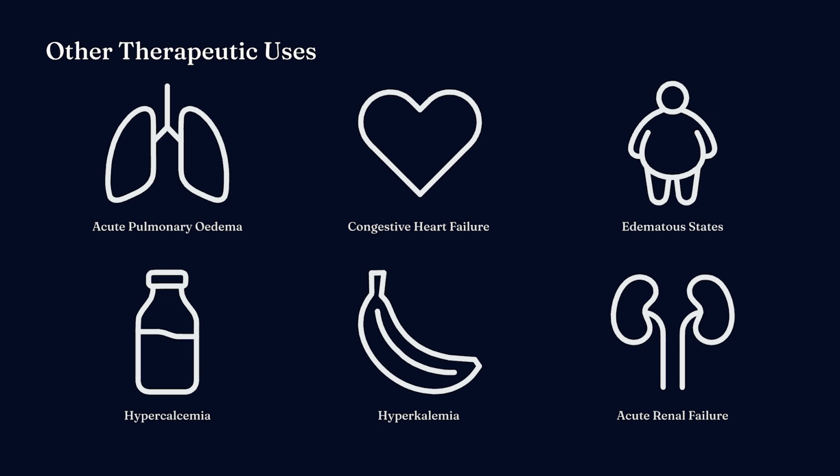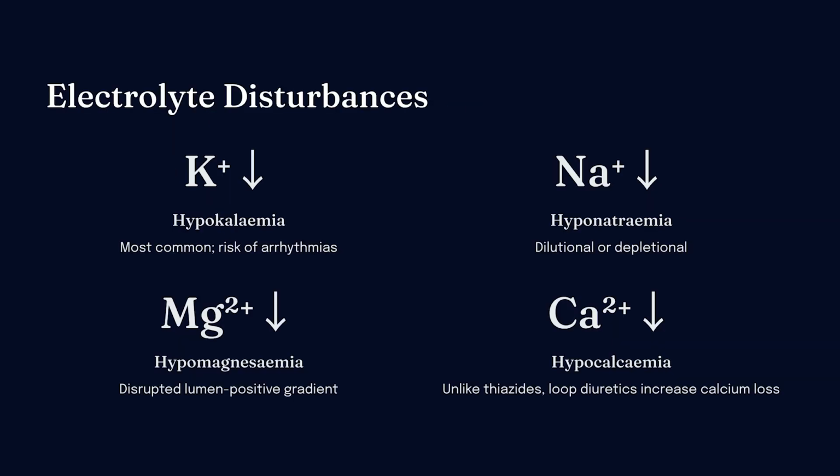Loop diuretics are also useful in hypercalcemia. When combined with saline infusion, they increase urinary calcium excretion and help lower serum calcium levels. Similarly, in hyperkalemia, they promote potassium excretion and assist in reducing serum potassium. Finally, in selected patients with acute renal failure, loop diuretics may be used to maintain urine flow, although they do not improve overall renal recovery.